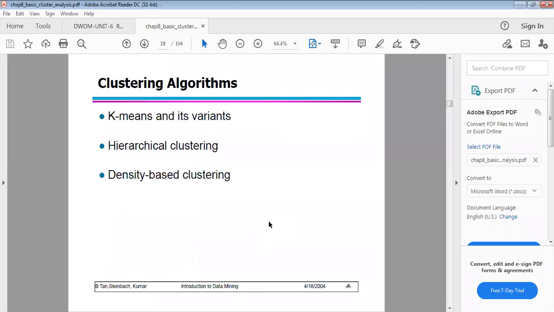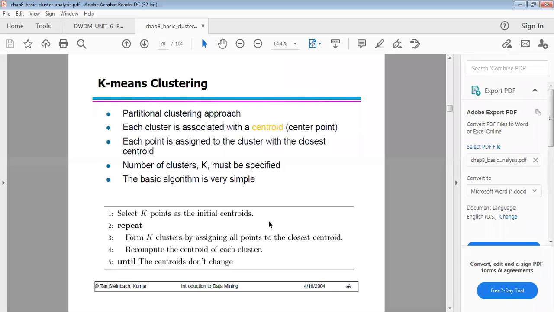See here, what type of clustering algorithms you have to use. Here three types of clustering algorithms are used. First one is the k-means algorithm, and its variant algorithms also. Second one is hierarchical clustering, and third one is density-based clustering. First one is the k-means algorithm.